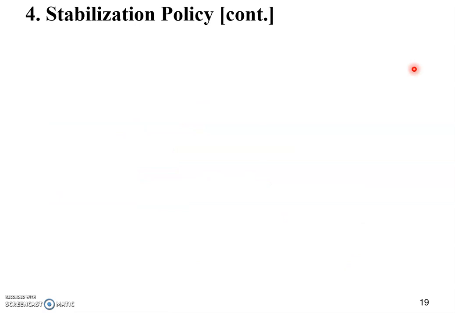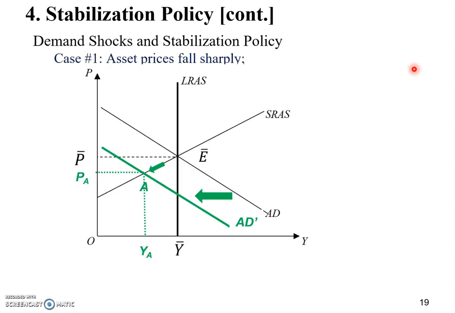All right, now let's take a look at several cases here. Let's start with the demand shocks, and what kind of stabilization policy we can use to once again remove the influence of those shocks. The first case is the asset prices fall sharply. So in reality, this is probably the most common reason for our economy to step into a recession.